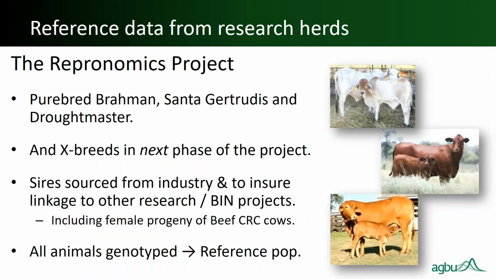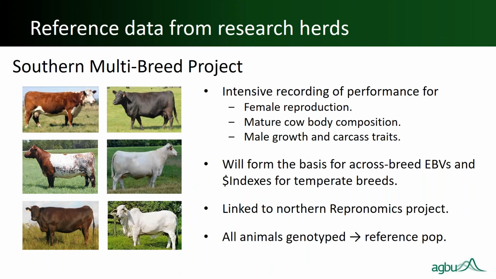The project involves purebred Brahmans, Santas and Droughtmasters, which are fairly representative of the breeds in Northern Australia. If the next phases get off the ground, it will also include crossbred animals. Sires are sourced from industry. We do that to make sure we're as descriptive of the larger populations across these breeds as we can be, and all animals are genotyped, and that information goes into the evaluation.